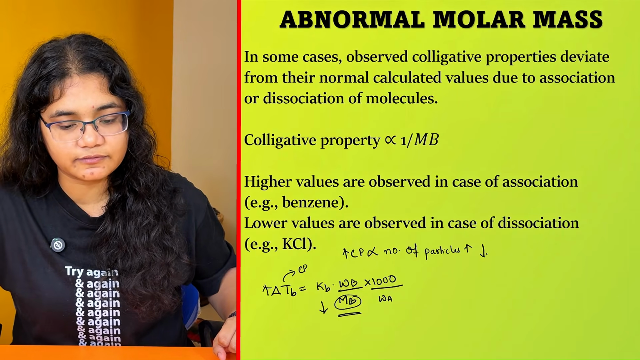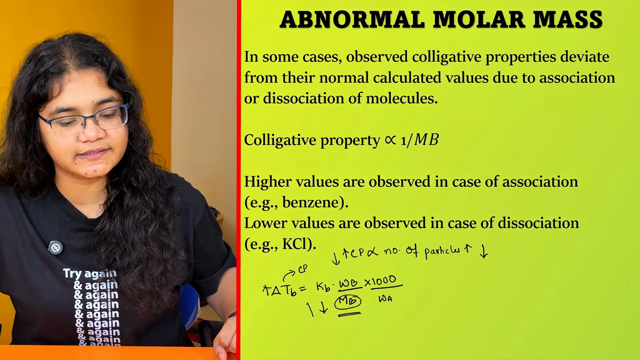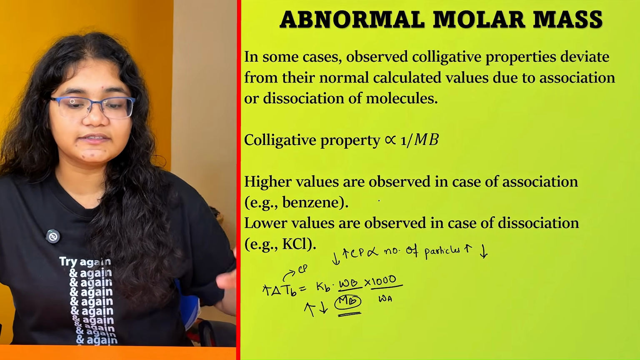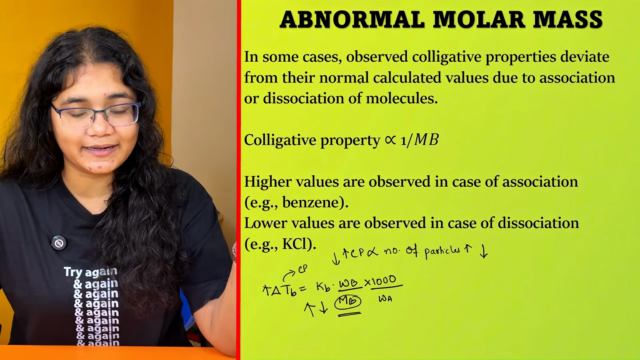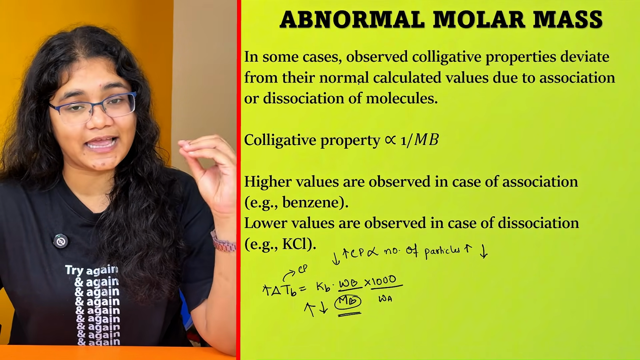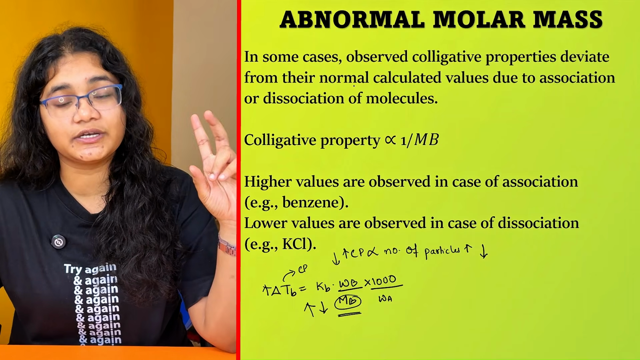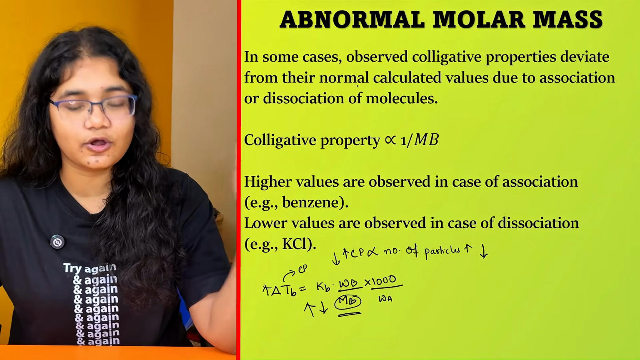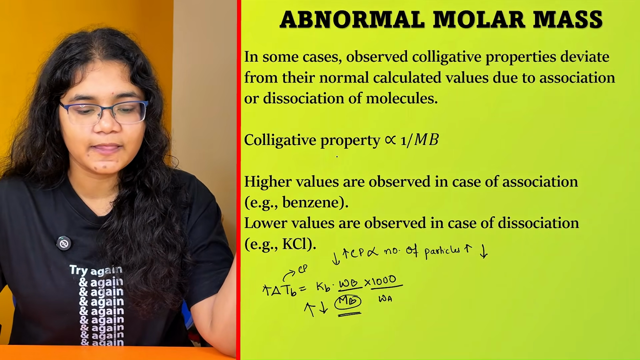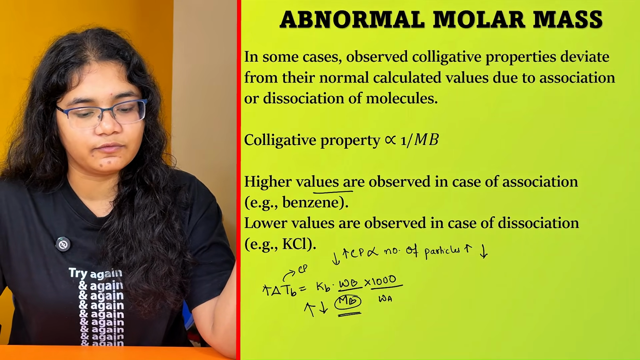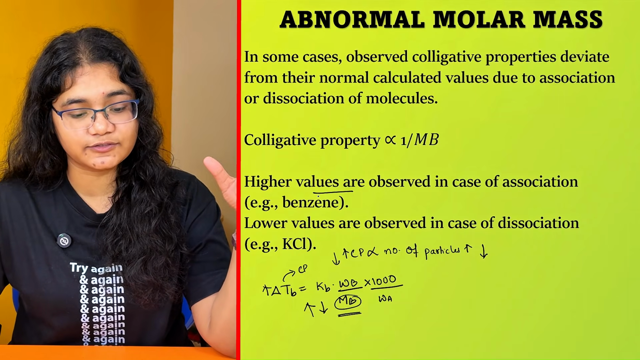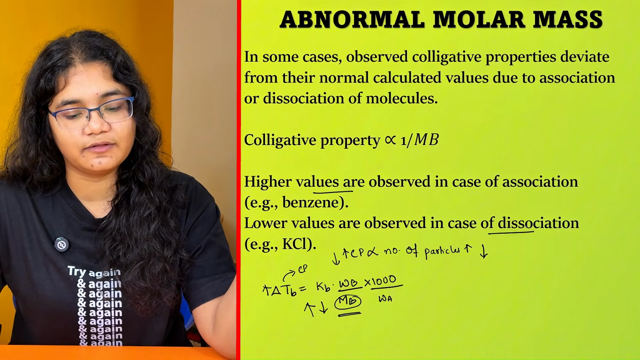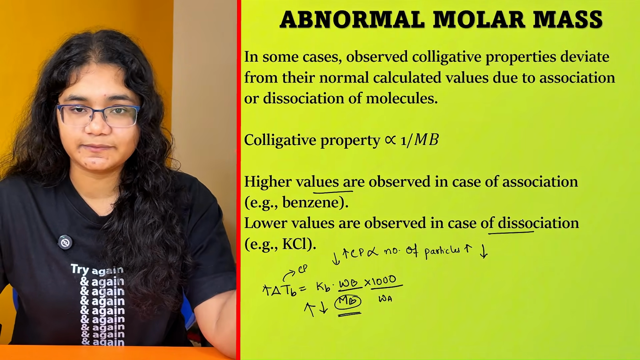The number of particles will decrease, colligative property will decrease, and molecular mass calculated will be more than the expected value. So this abnormality or mistake in molar mass calculation that happens due to the association and dissociation of the solute particles is called abnormal molar mass. In case of association, the values will be higher than the expected value, and in case of dissociation, the values will be lesser than the expected value.